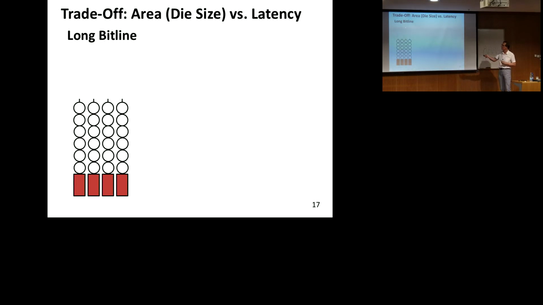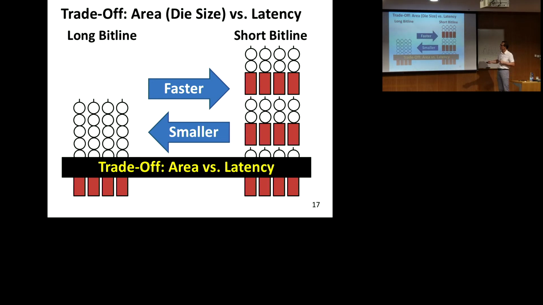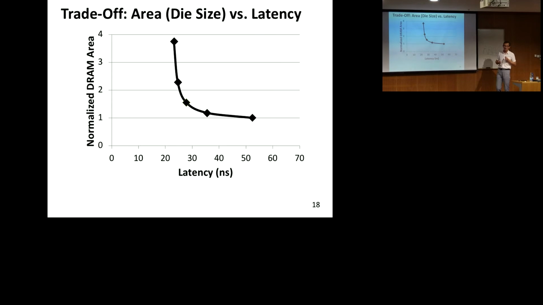If you have long bitlines, you can get rid of them. You can make shorter bitlines, make your subarrays even smaller, and have more sensing structures. You get faster. But clearly, the trade-off is you have more area. Smaller is over here. So we have this trade-off between area and latency. How do we break that trade-off? Let's take a look at what that trade-off looks like first.